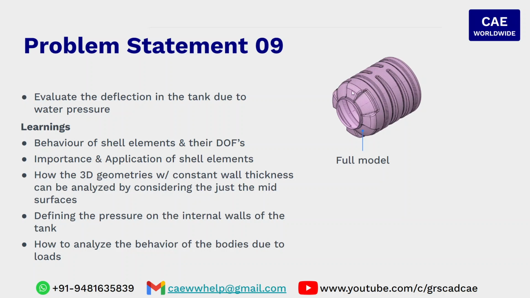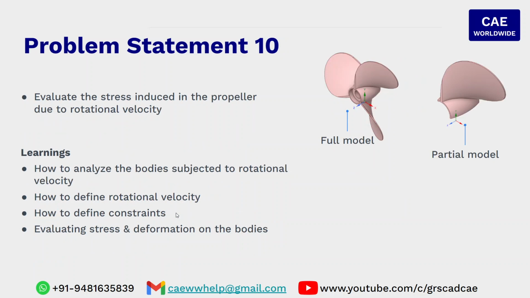The tank will have an inside surface and an outside surface. In between there is a constant wall thickness everywhere. Such problems can be simplified by considering just the neutral surface and analyzing them by applying the right element and capturing the accurate behavior. How to define the pressure on the internal walls of the tank, and how to analyze the behavior of the bodies due to the loads will be discussed in this problem.